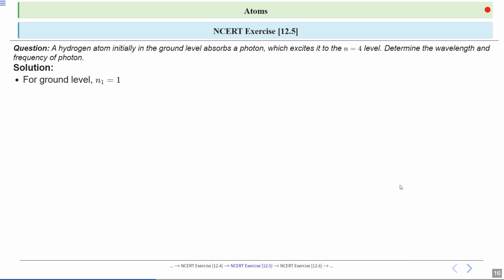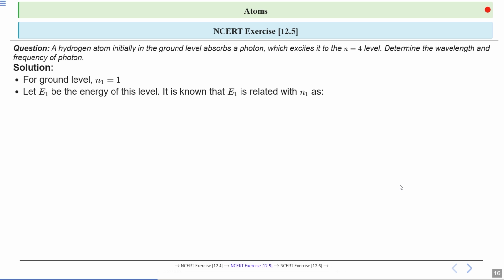So first let's identify the ground level. For hydrogen, the ground state means n1 equals 1. This n value is called the principal quantum number and it tells us which energy level the electron is in. So n1 equal to 1 is the lowest possible energy state for hydrogen.